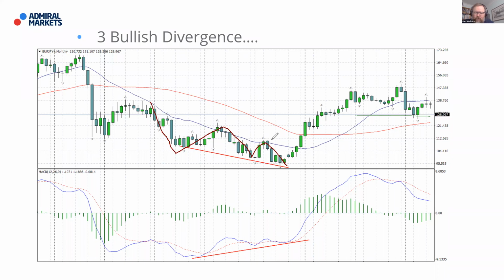But what we get interested in, and this is where we see the divergence, is that we're making lower lows on the price. But if you look at the lows on the indicator, we're actually making higher lows. Hopefully the little trend lines I've drawn help give you an indication that as price is moving down, the indicator is moving up, and this is when it becomes a leading indicator.